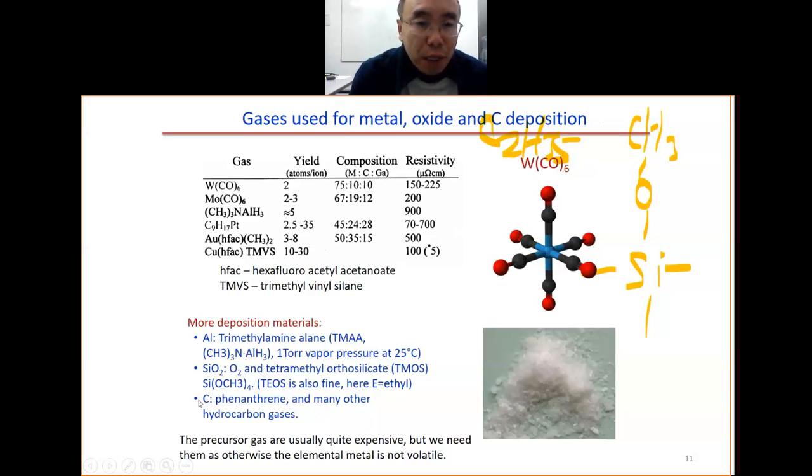For the case of carbon, we can use many different hydrocarbon gases. There are very many choices. We can use, for example, phenanthrene. This is the carbon source.